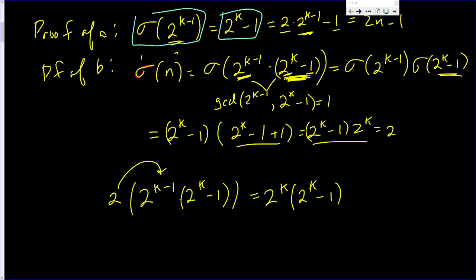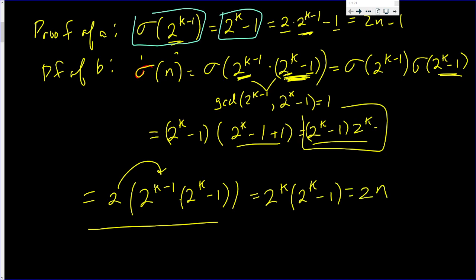So I can factor out a 2. I already factored out the 2. This here is equal to this. I factored out a 2, and I got back twice n. I got back 2 times n because that's n.